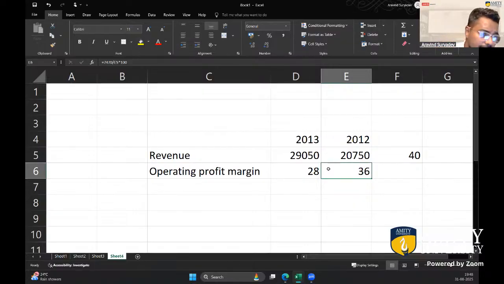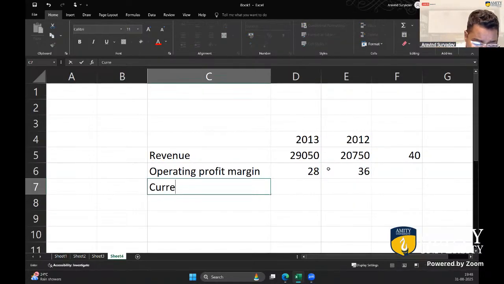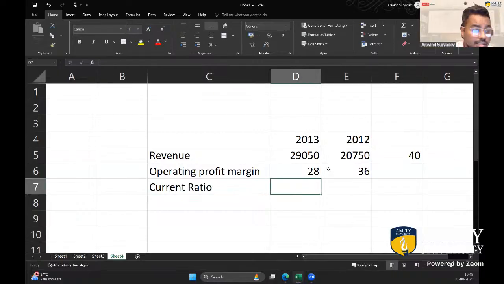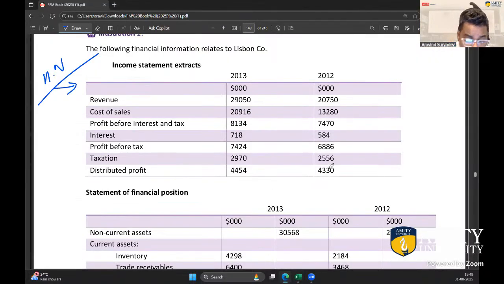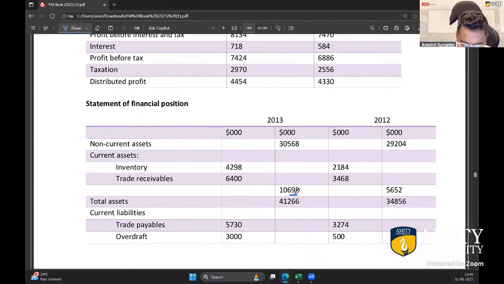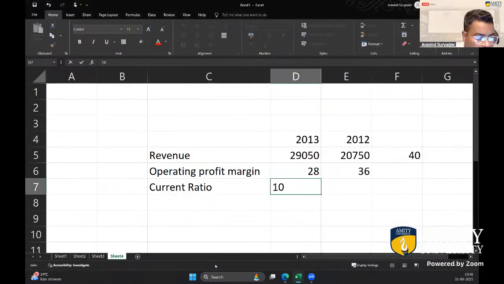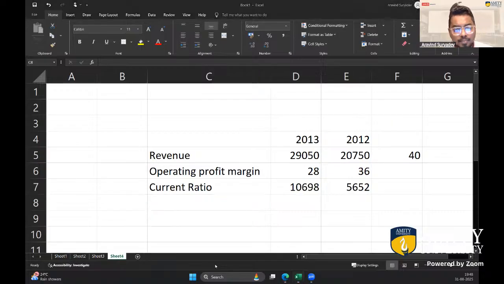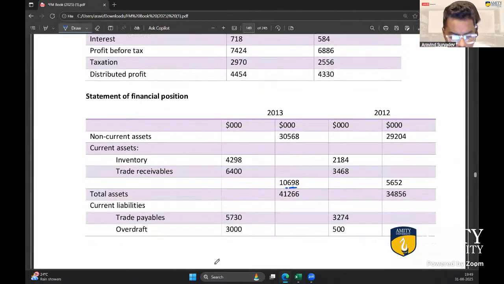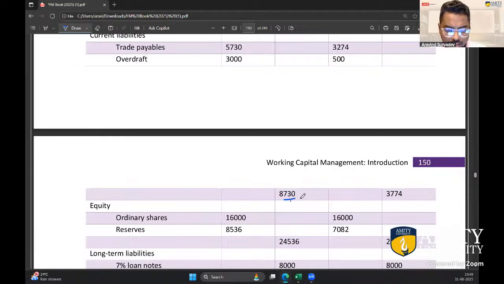Then what else do we know? We could calculate things like the current ratio, which tells us about liquidity. Does the company have enough liquidity? So let's take current assets and the total of current liabilities. Current assets total 10,698 and 5,652. These are current assets, I haven't put in the formula. What are the current liabilities? Current liabilities seem to be 8,730 and 3,774.